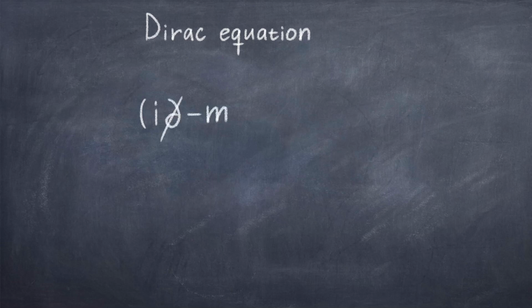One of the most important discoveries which led us to the theory of QED was the discovery of the Dirac equation in 1928. This was the first relativistic quantum equation, and we can write this equation as i ∂-slashed minus m, and then all that times psi is equal to 0. Let us break down this equation.